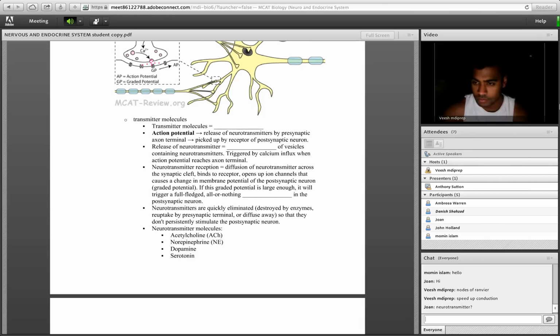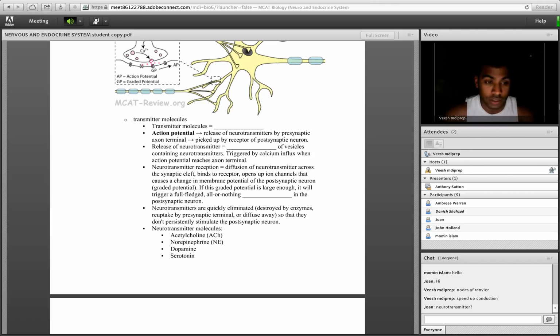Okay, so neurotransmitter reception. The neurotransmitters diffuse across the synaptic cleft. They bind to receptors on the dendrites, and that opens up ion channels that cause a change in membrane potential of the postsynaptic neuron. And if this potential is great enough, then it'll trigger a full-fledged all-or-nothing action potential in the postsynaptic neuron. I know that description sounds a little confusing, but we're going to go over action potentials in more detail in just a second, and I think it'll be a lot easier to understand.